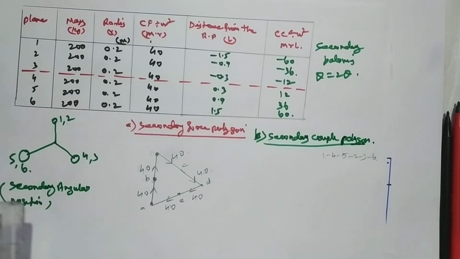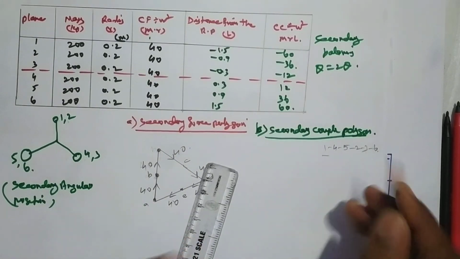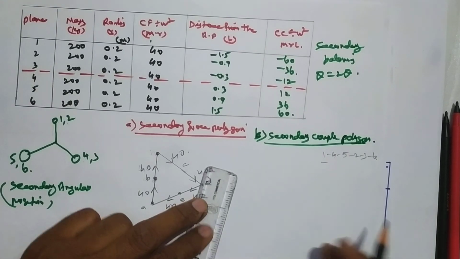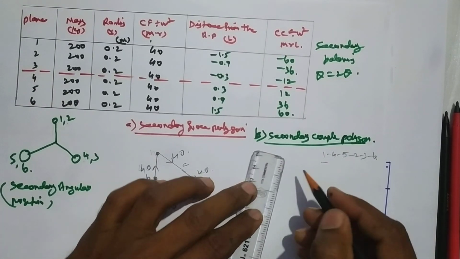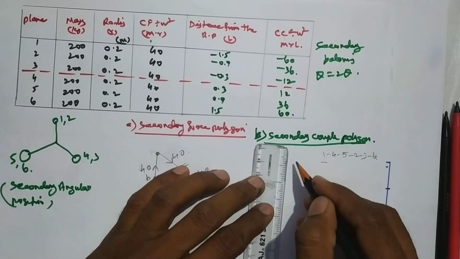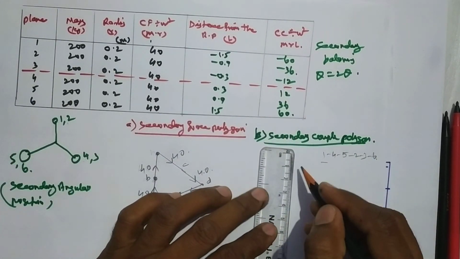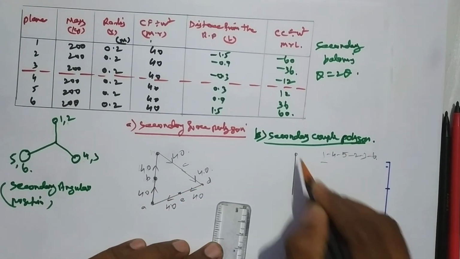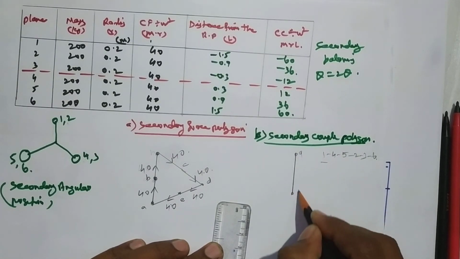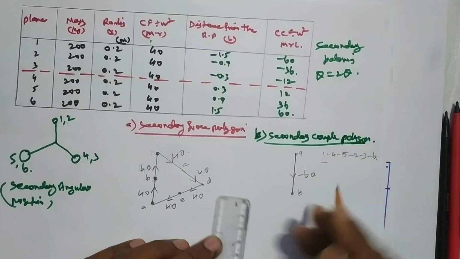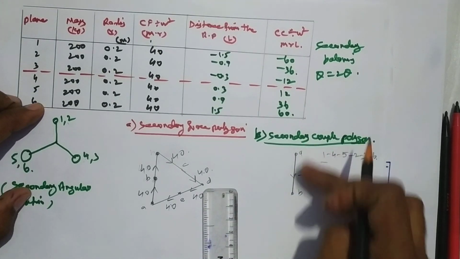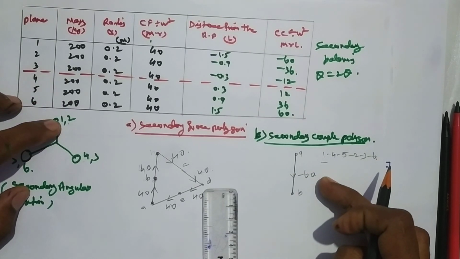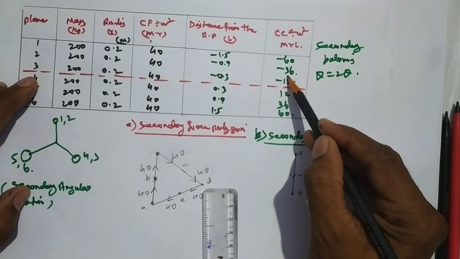So I draw the secondary couple polygon. I take 1, so it is upward direction, but here it is negative, so it is downward, right? Downward direction, it is 60. I take 3 centimeter line and draw it in downward direction. So A, this is B, that is minus 60, because the cylinder is in upward direction, you should draw the line in downward direction because of the negative value. So next, immediately the second cylinder, the value is minus 36, but it is in upward direction.